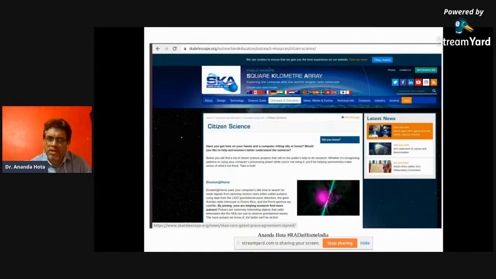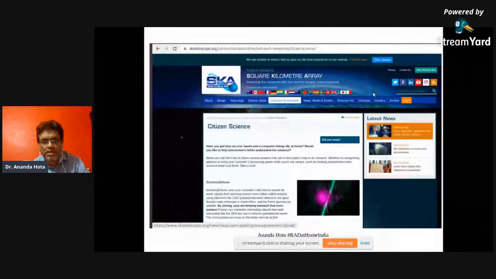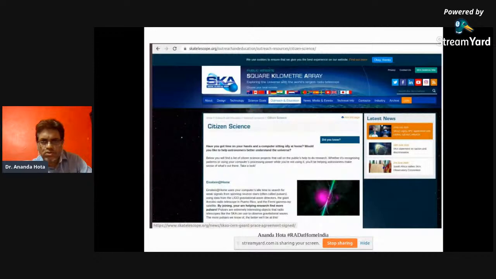So the Square Kilometre Array, bigger than GMRT, is one where many countries are participating. The country flags you can see, to build the next generation largest radio telescope. During this COVID-19 or coronavirus pandemic, they advised the public to participate in various citizen science projects so that people can learn from home.